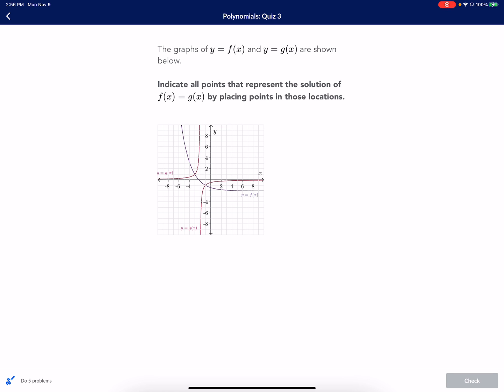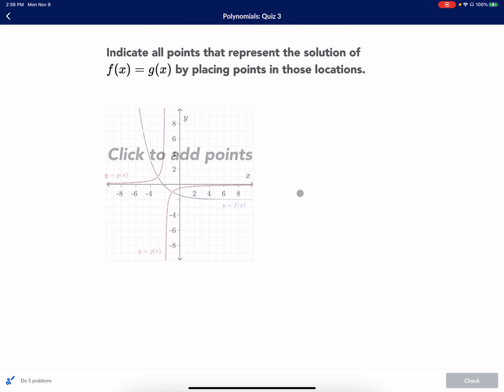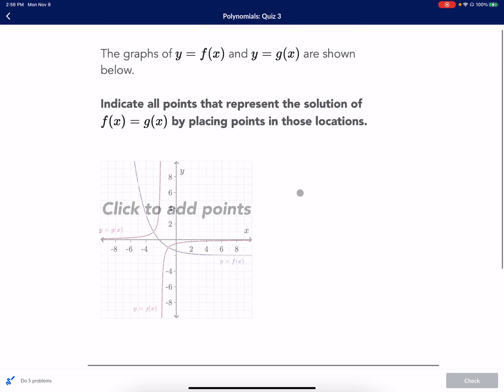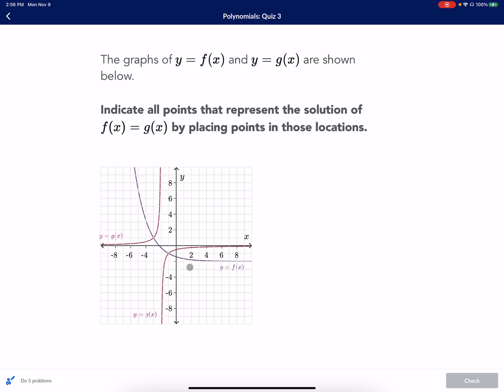Okay, we're going to take a look at some problems in quiz 3 of our polynomial unit. This first question says, we've got the two graphs shown, g of x in red, and kind of a purplish, darker color for f of x. It says indicate all the points that represent solutions of f of x equal to g of x by placing points in those locations. So this is one of those interactive graph problems.